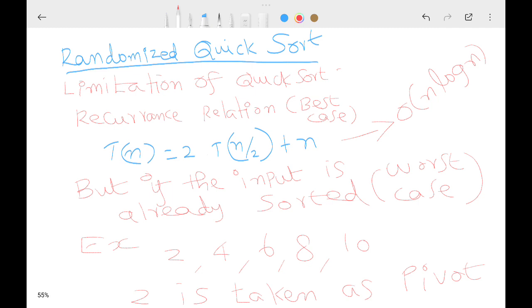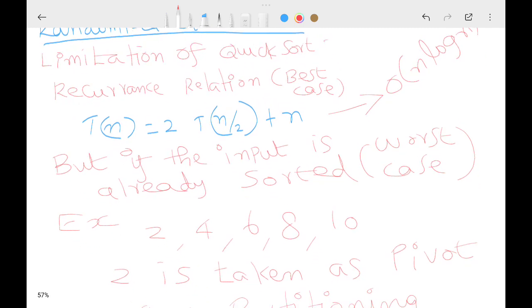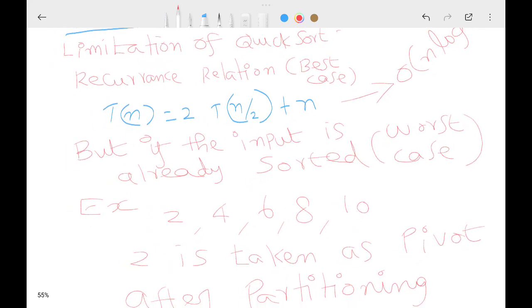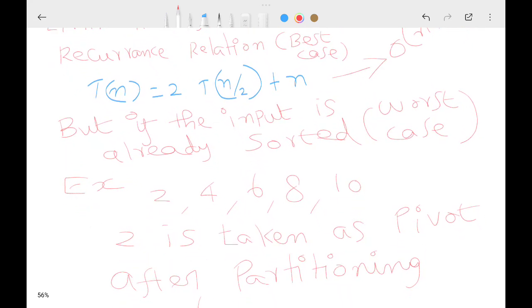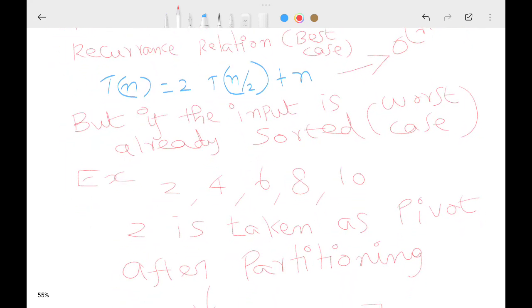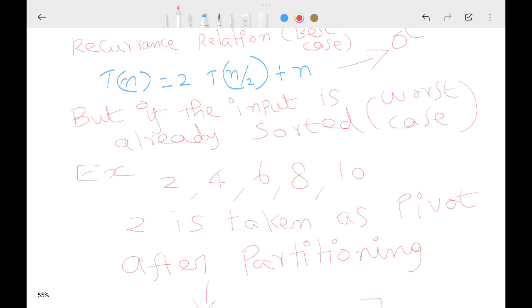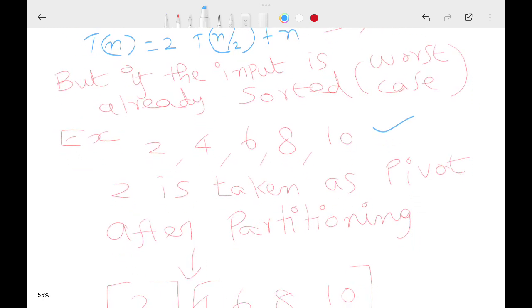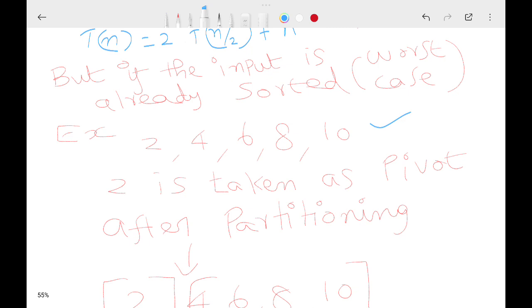But what happens if the input is already sorted? That is the worst case scenario of quicksort. For example, if the input is 2, 4, 6, 8, 10, this input is already sorted. As usual in quicksort, we need to take the first element or the last element as the pivot element. So in this example, I am taking the first element, 2, as the pivot element.